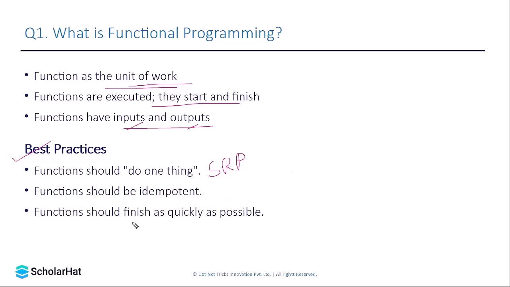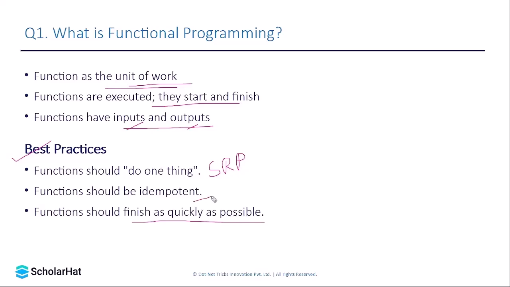A function should finish as quickly as possible. This is very important in functional programming. A function should finish as soon as it can. In simple terms, if a function is taking more than the expected time frame, then that is not good. And the third is that a function should be idempotent.